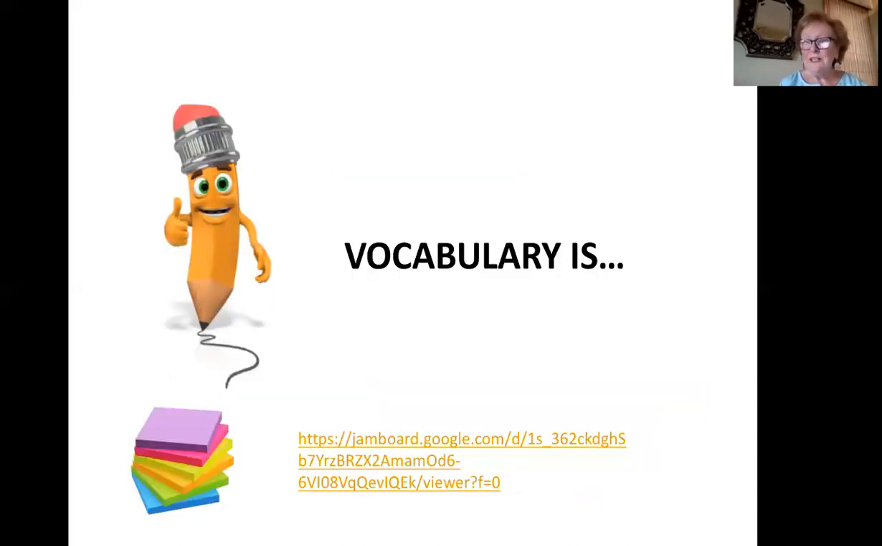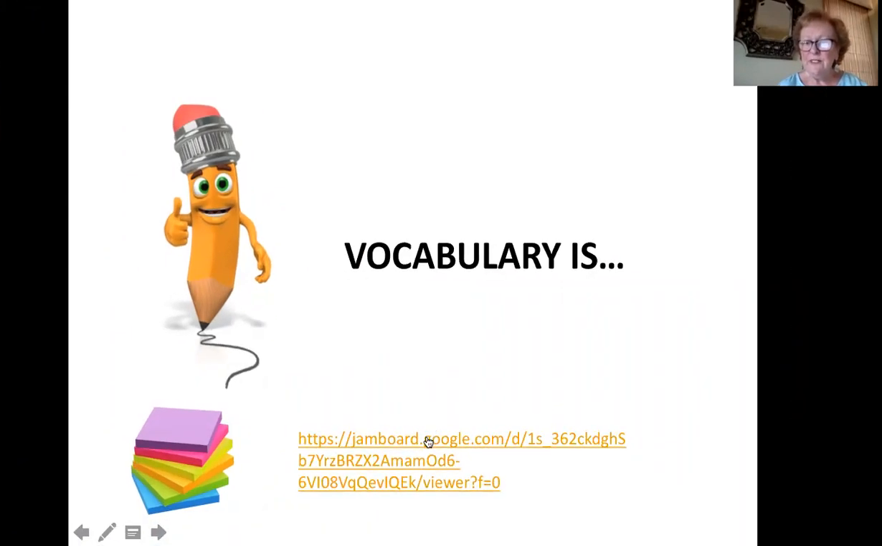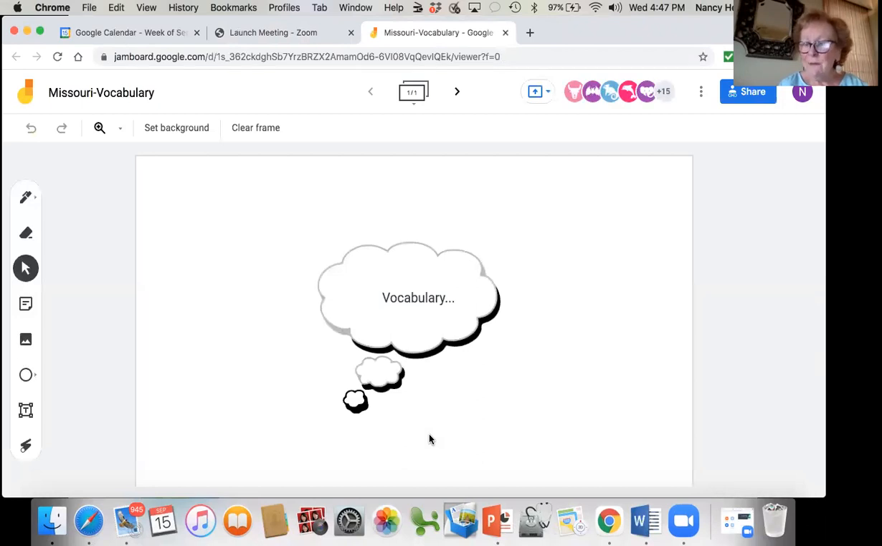And here we're going to ask you to use the link that Cami is putting in the chat box for you. It's a link to a Jamboard, all right? And the prompt here is vocabulary is. So I just want you to think about just a few words that come to mind when you think about what is vocabulary? Vocabulary is. And let's see if I can go to the Jamboard itself, and then let's see if you can begin to populate for us. So vocabulary.